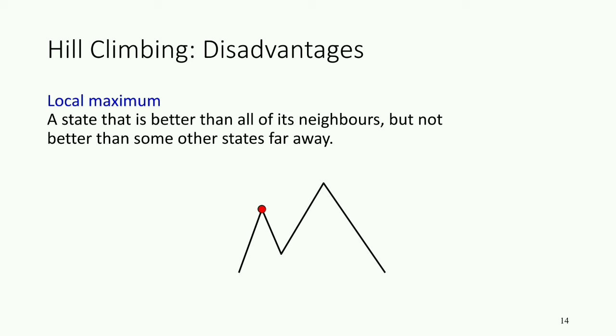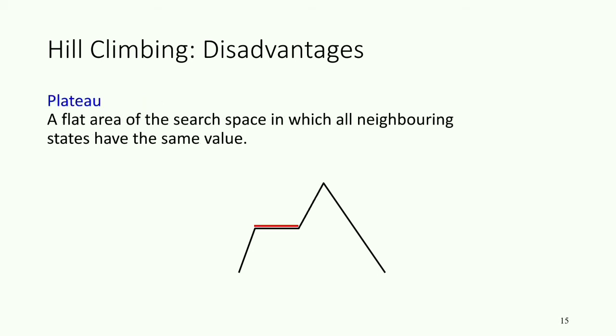There are many disadvantages of hill climbing. For example, local maxima, also called a local maximum. It is a state that is better than all of its neighbors, but not better than some other state far away. For example, if you compare that state with the goal state, then it is not better, but if that state is compared with all the neighboring states, then it is better.